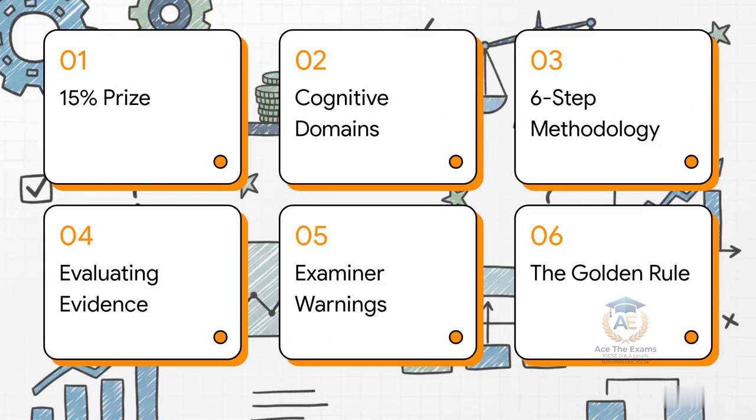To secure those marks, we need a highly logical mental map. I don't want you going into the exam room blind. Here is our exact tactical agenda for this session. First, the 15% prize. Second, the 3 core cognitive domains. Third, a strict 6-step methodology for processing data. Fourth, evaluating evidence and analysis. And finally, the top 3 examiner warnings. Keep this roadmap in your head.